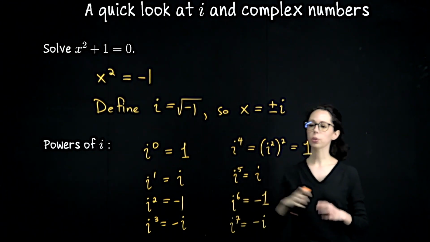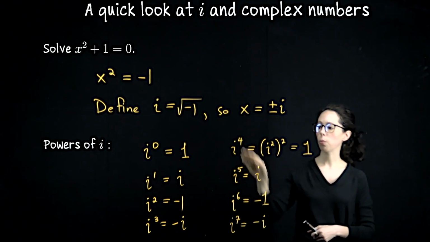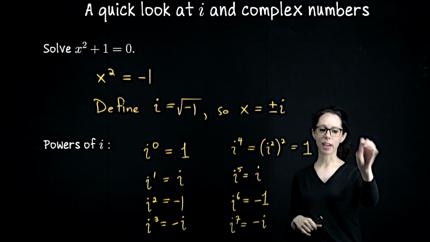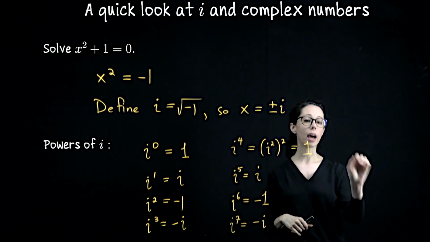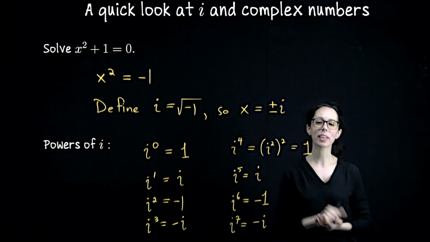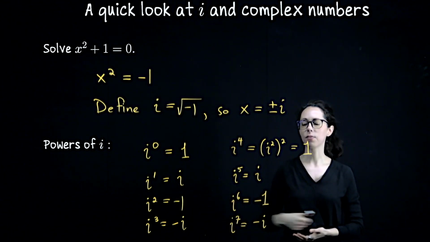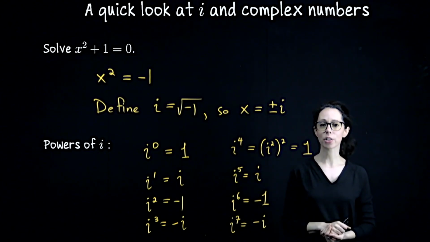If you compare these two columns, you'll notice that both go 1, i, negative 1, negative i. You can imagine if I wrote i to the 8th, 9th, 10th, and 11th, we would see 1, i, negative 1, and negative i. So that's one neat thing about i: you have this repetitive sequence of 4 possibilities when you raise i to an integer power.